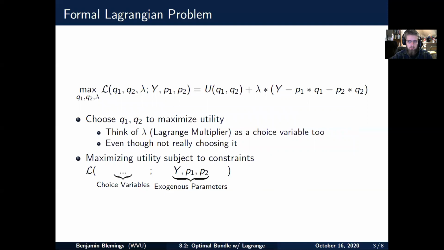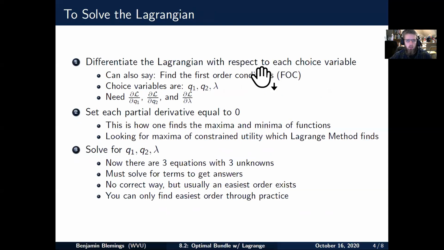And so now here's our formal definition of our Lagrangian problem. Let's get into an example. Or actually, not quite yet. To solve this, you just need to differentiate the Lagrangian with respect to each choice variable, aka you need to find first order conditions. The choice variables are Q1, Q2, and lambda, and you need DL dQ1, DL dQ2, and DL d lambda. After you have those, you set each one of those partial derivatives equal to 0, so you can find the maxima or the minima of the functions.